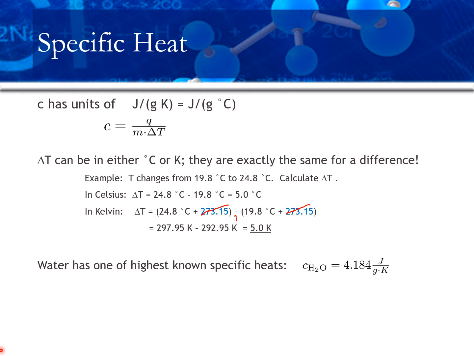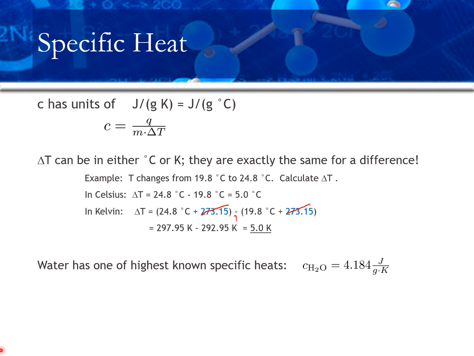4.184 joules per gram Kelvin, you should recognize that number, by the way, because that comes from our old definition of the calorie that we introduced at the start of this chapter. Remember, 1 calorie is 4.184 joules, but a calorie was defined as the amount of heat required to raise the temperature of 1 gram of water by 1 degree Celsius, literally a specific heat definition.